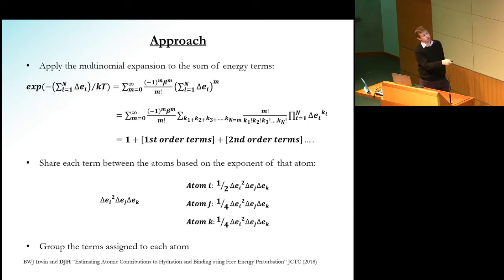Different contributions will be raised to different powers, and so we're going to separate these out based on these exponents. So this is sum of 4 halves going to atom I, a quarter to atom J, and a quarter to atom K, and then we can group all the terms assigned to each atom. So we're just taking this huge expansion and partitioning it out into different terms that we assign to different atoms.